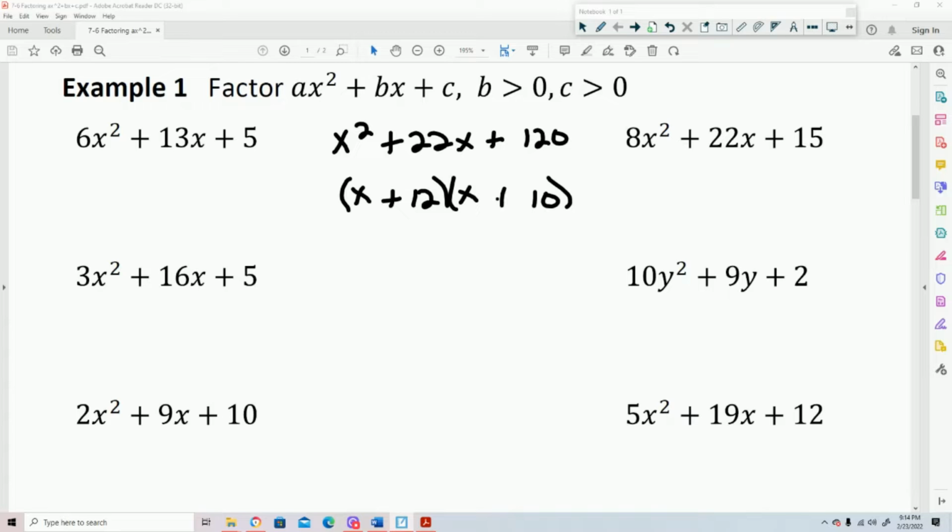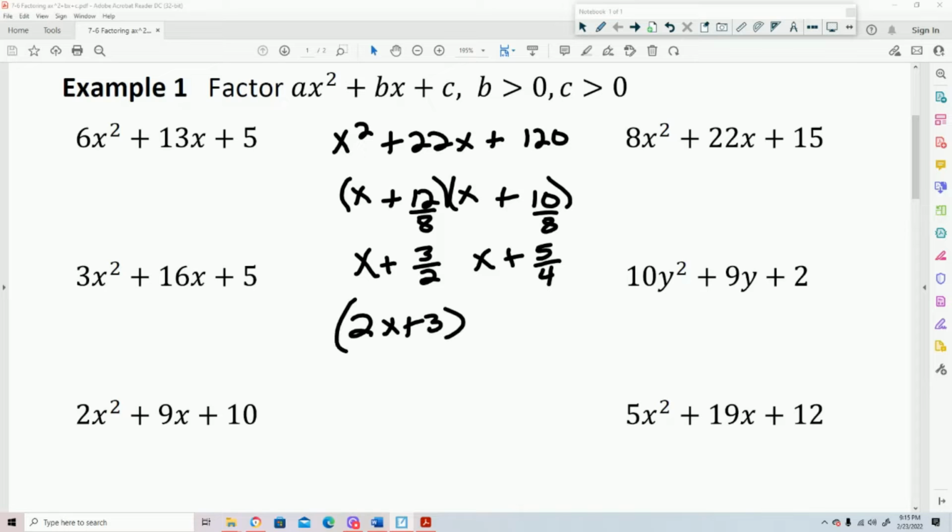Now, we had an 8. We're going to bring the 8 back into play. Divide by 8, divide by 8. Reduce those fractions. So we're going to divide by 4 and get 3 over 2. Here we'll divide by 2 and get 5 over 4. Now bring this 2 around, bring this 4 around. So this will be 2x plus 3, and this will be 4x plus 5. And that should give us 8x squared plus 22x plus 15 when we multiply.